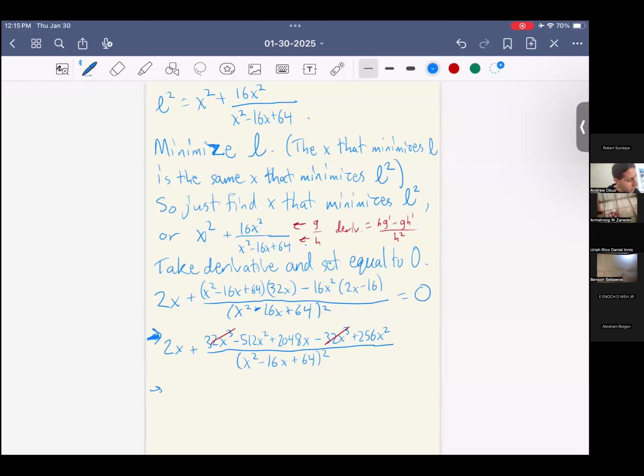And so this is 2x plus, then we have 256x squared minus 512x squared. It's going to be minus 256x squared. So we're going to get 2048x minus 256x squared, all of this divided by x squared minus 16x plus 64 squared. Now this is getting a little bit more complicated than I had expected. I didn't work it out in advance, so I probably should have.